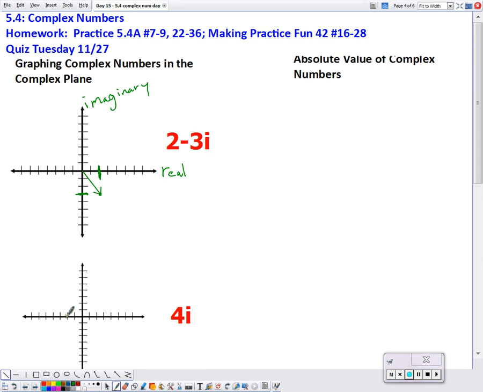So when we look at 4i, well, does it have a real component? No. So we're not going to go right or left at all on our complex plane. We're just going to go up 4. So we're going to go up 4, put a point, and then we're going to put an arrow to that point.